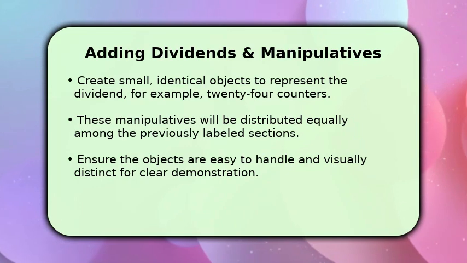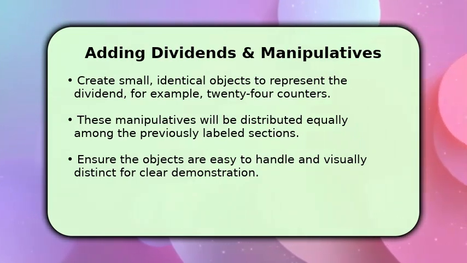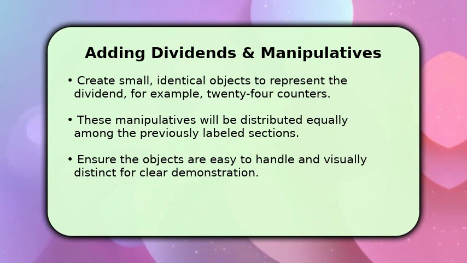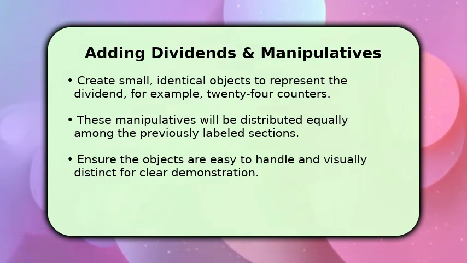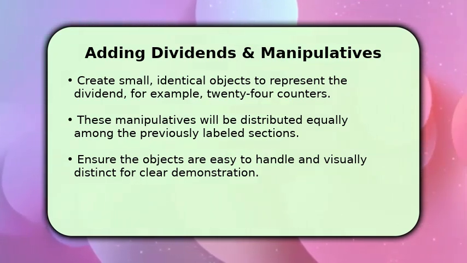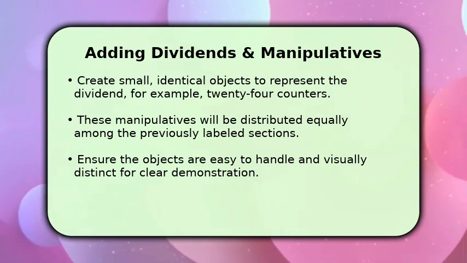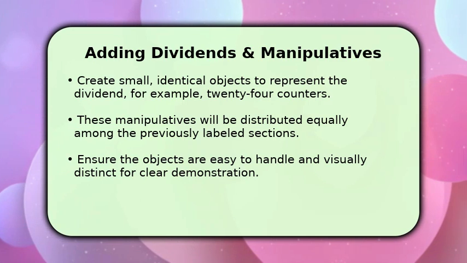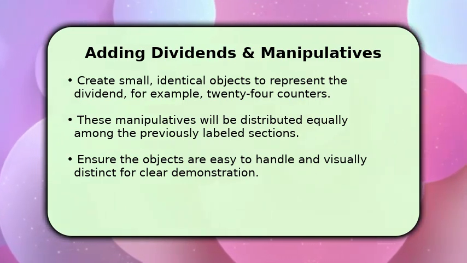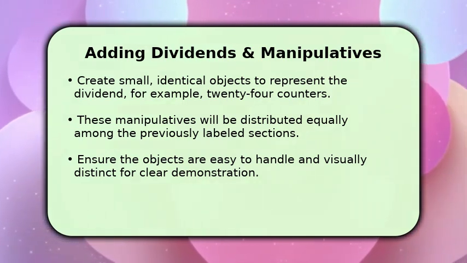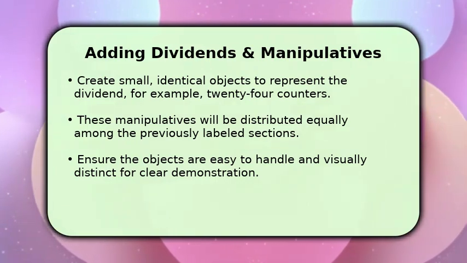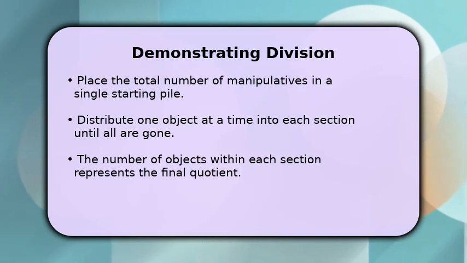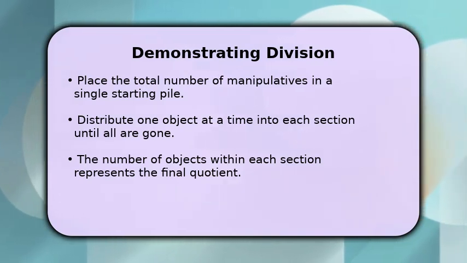Next, we'll add the items you'll be dividing. Create small, identical objects to represent your dividend. These could be 24 small buttons, beads, or paper cutouts. These manipulatives are the total quantity that will be shared. Make sure they are easy for small hands to pick up and move, and that they stand out visually against your base.